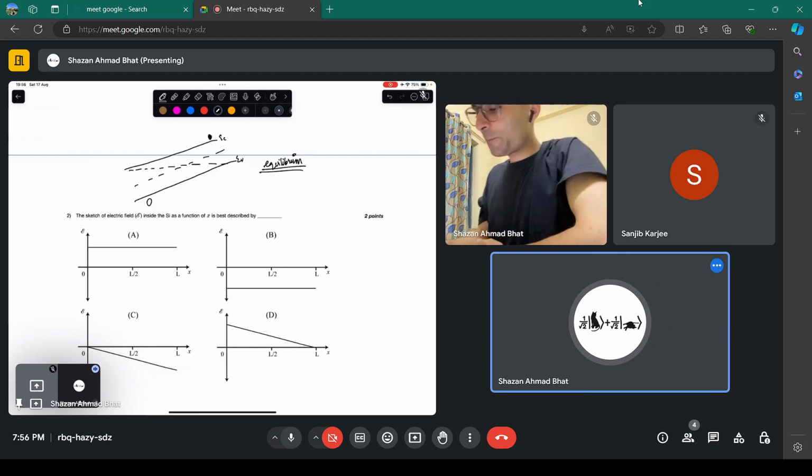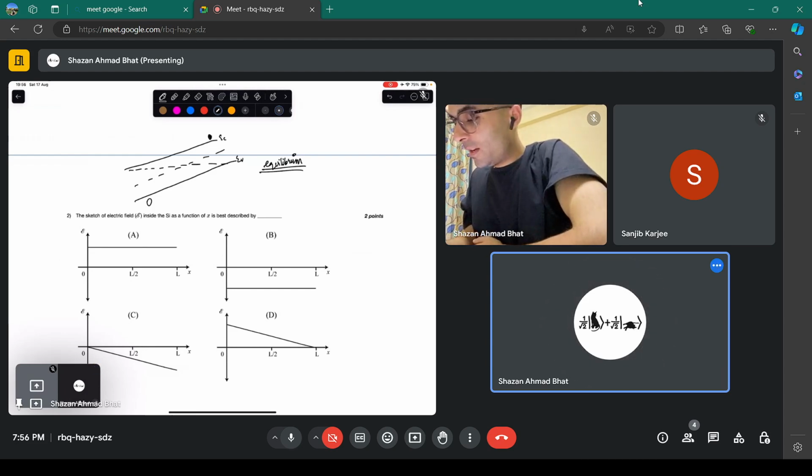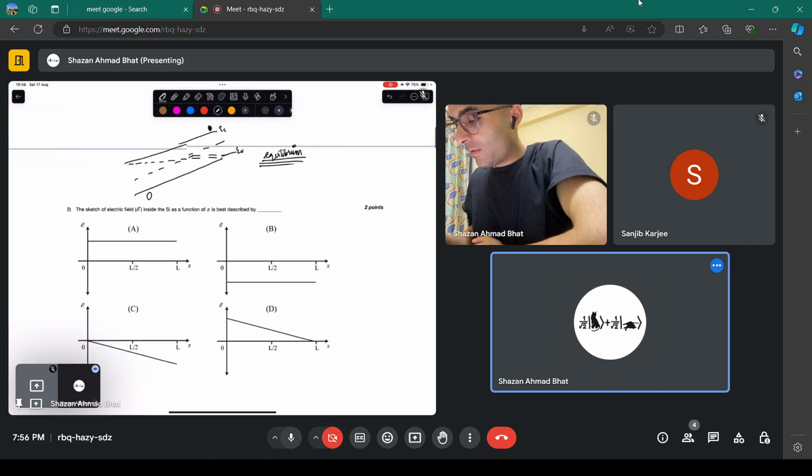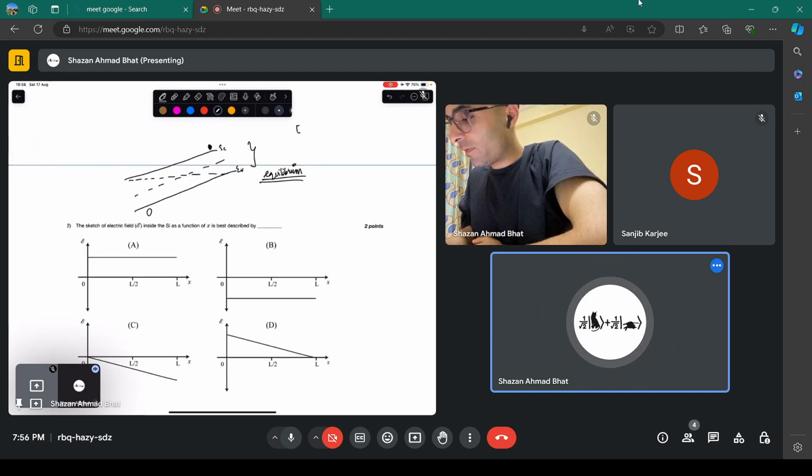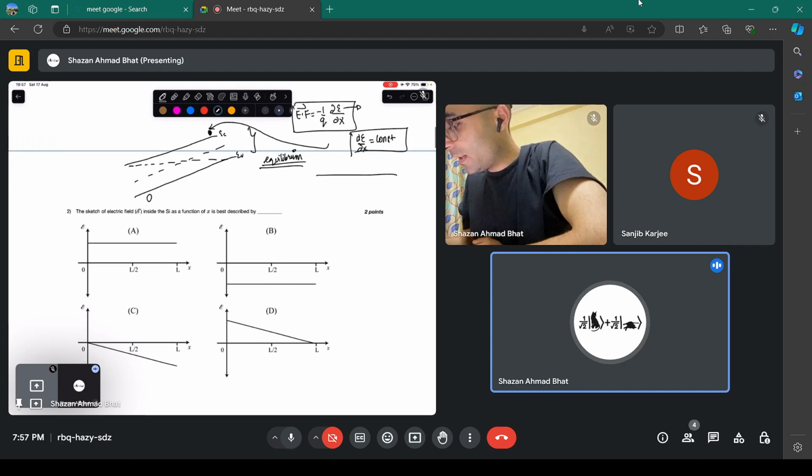So what happens is that, for example, if you want to compute the electric field in this particular scenario by taking the variation of the energy level with respect to x, what is it going to look like? Since this is varying linearly, that means ∂E/∂x is going to be constant as per this figure. That means the electric field is going to be flat, constant.